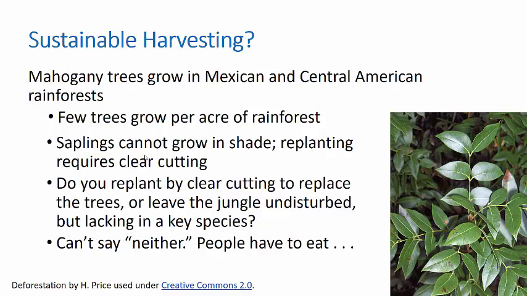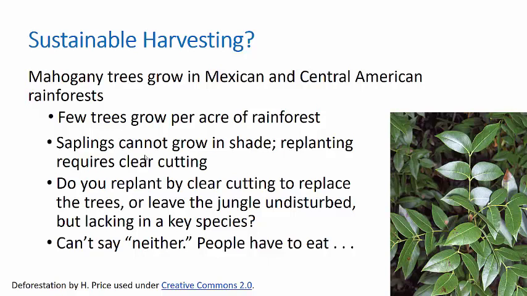So when you get done cutting out the mahogany trees, if you want to come back and replant them, you can't. You can't replant them in the shade because the saplings won't grow. Mahogany is supposed to take root early in the spread of a forest and grow above all the rest of the trees. So it can't grow in the shade. So if you want to replant the mahogany, you have to take the forest down to the ground. And then you can replant the mahogany, but now you've disrupted the ecosystem much more than just cutting down mahogany trees here and there.